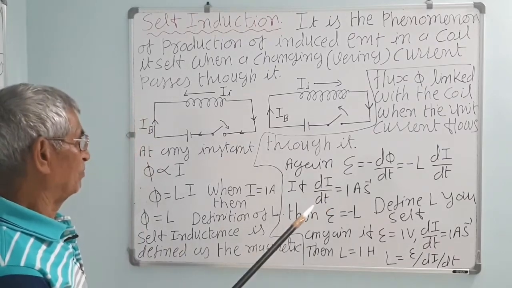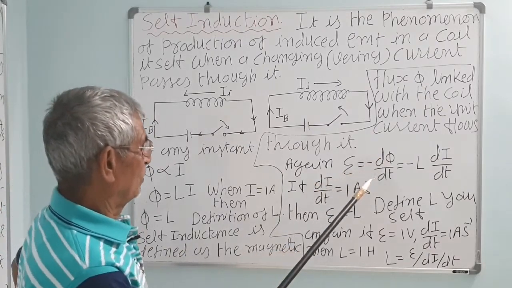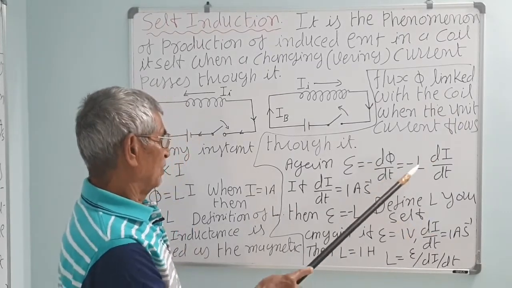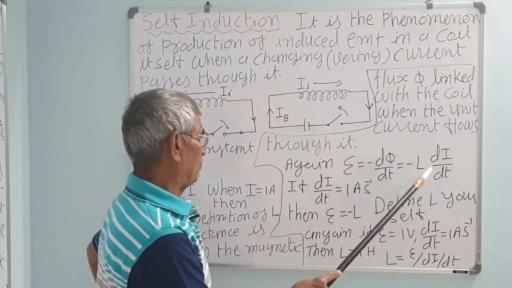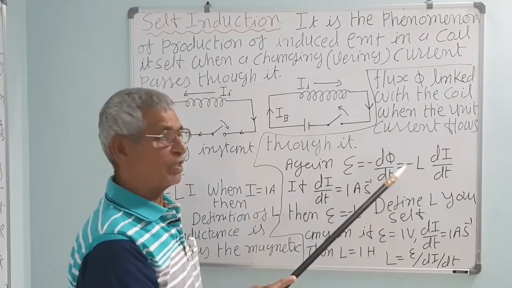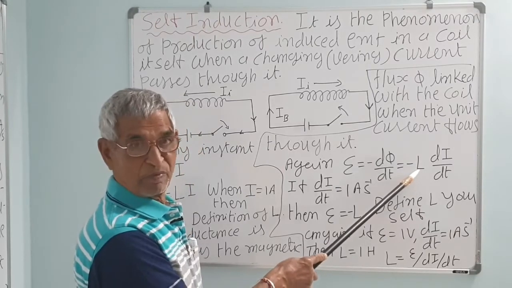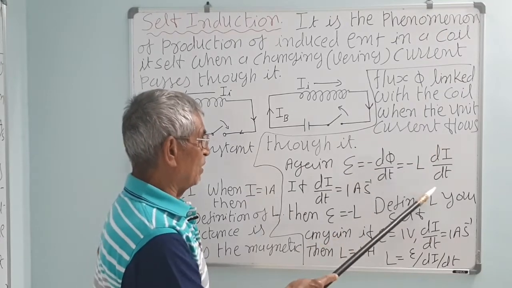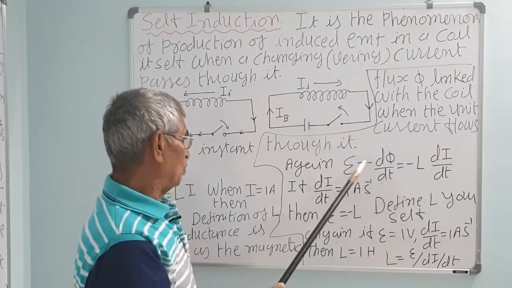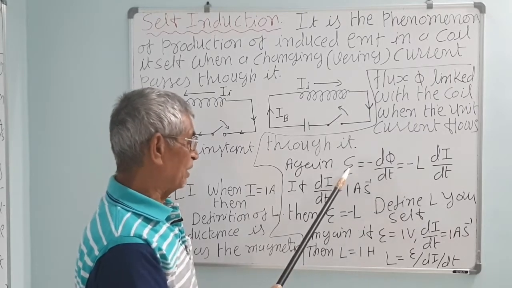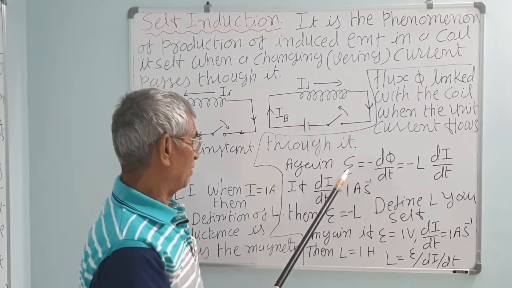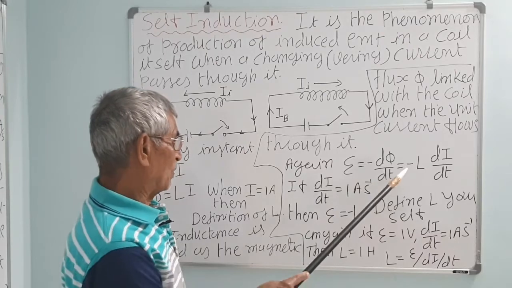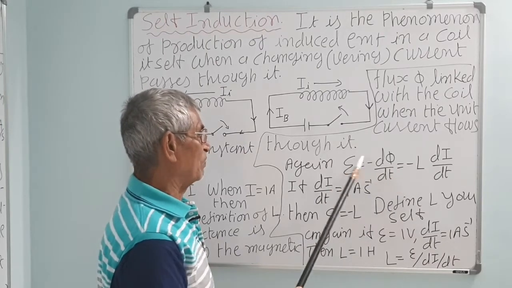Again, as we have seen in mutual induction, according to Faraday's second law, d phi by dt, that is minus L dI by dt. So when current changes at the rate of 1 ampere per second, the magnitude of the induced EMF is equal to the L. It is not necessarily 1 Henry, remember, as in the case of mutual induction and self-induction. If this current is changing at the rate of 1 ampere per second, and if induced EMF is 3 volt, then L will be equal to 3 Henry. If it is 5 volt, then L will be equal to 5 Henry, and so on. But if it induces 1 volt, then L will also be equal to 1.